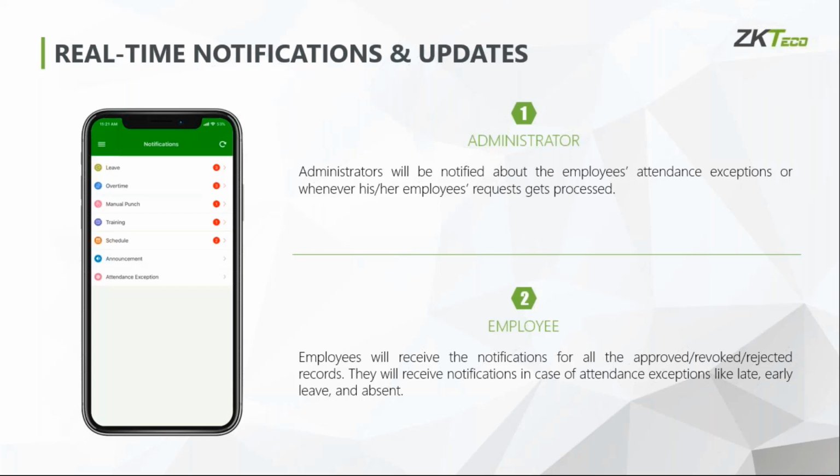And announcement, if you have some public announcement which is received and not read, it will be showing there. And attendance exception, in the sense, it's for the attendance irregularities or warnings, like late, early leave, or absent. These things also, as warning alerts, will be there in the notification.